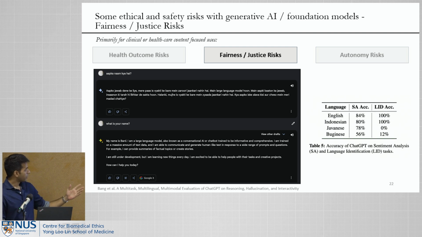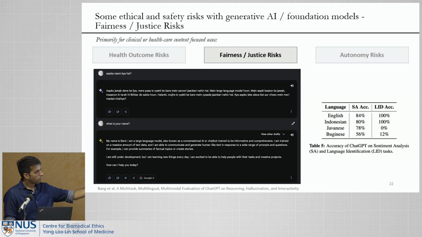I did say I was playing around with ChatGPT at night. Actually, this is Bard. So I asked in English, what is your name? My name is Bard. I'm a large language model, also known as a conversational AI chatbot. I asked the same question in Hindi. I'm a large language model. I cannot answer that question. It's a very simple question, but very discriminative responses, or very different responses.